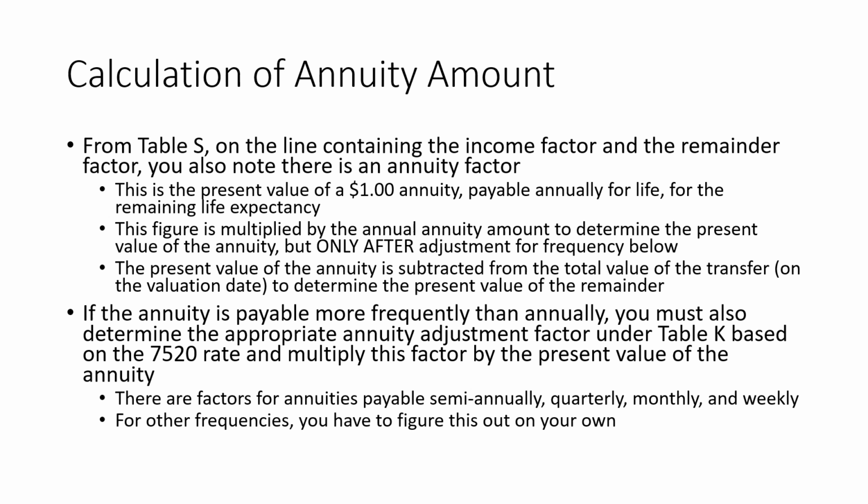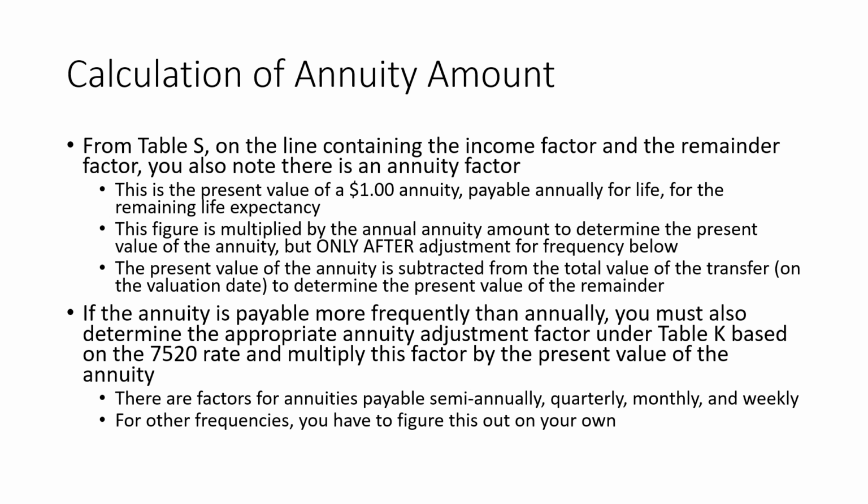Now, before you get to that remainder calculation, once you have your annuity amount multiplied by the annuity factor, you may also have to determine an appropriate annuity adjustment factor under Table K if the annuity is payable more frequently than annually. So you'll see that Table K breaks this down by semi-annual payments, quarterly, monthly, and weekly. And what that's going to do is it's going to give you one and a small fractional figure, a slight increase over 1 to the total value of the present value of the annuity based on a more frequent distribution than annually.